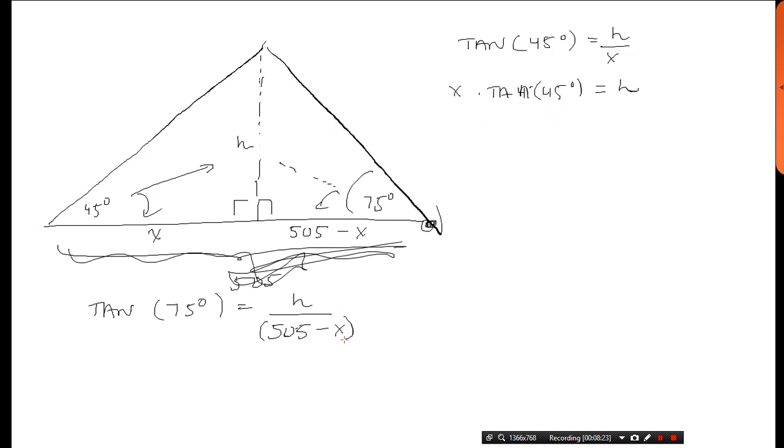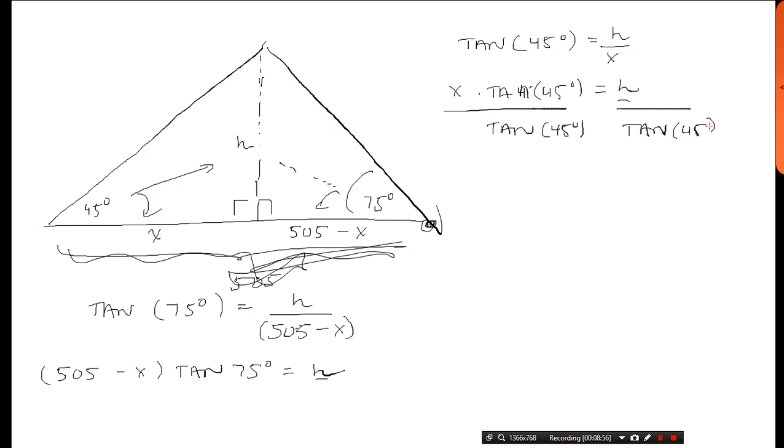Same thing with this one. I'm going to clear both sides by this denominator, and I get 505 minus x times tangent of 75 degrees equals h. Now note, I'm very tempted to set these equal to each other, but I'm not solving for x. I'm solving for h. So I need to solve one of these equations for x to plug it into the other equation so I get h. So check this out. I'm going to solve for x by dividing by tangent of 45 degrees. Yes, I know it's 1, but I'm trying to show you what it would look like if it didn't simplify pretty. This gives x equals h over tangent of 45 degrees.